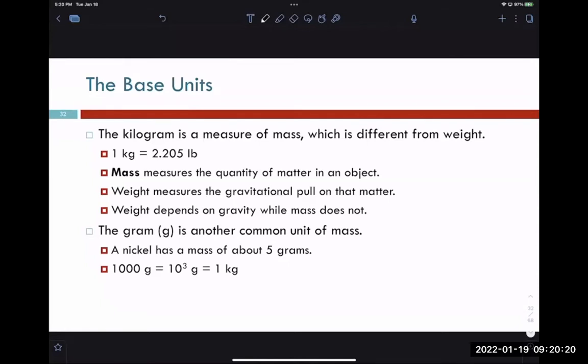So it doesn't matter if you are in space where there's no gravity, or on Earth, or on Mars, or on the surface of the sun. Mass is always the same, but weight changes. So gram, kilogram, technically the base unit of mass. Gram is a much more relevant unit to this class.